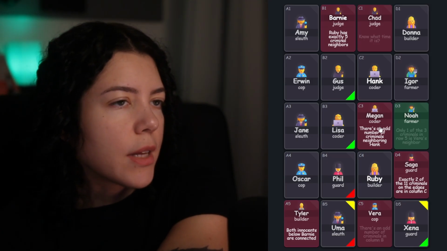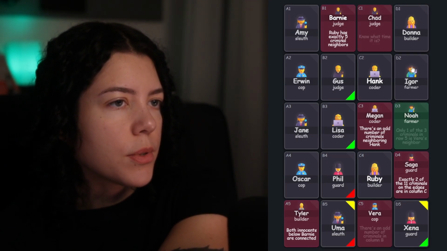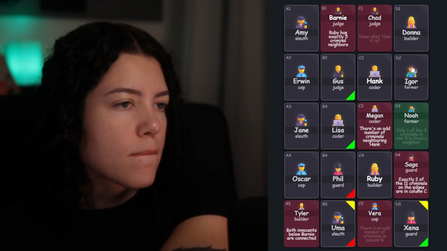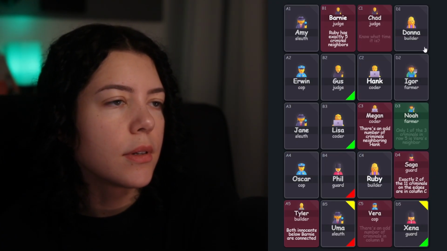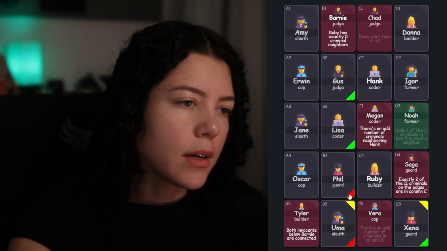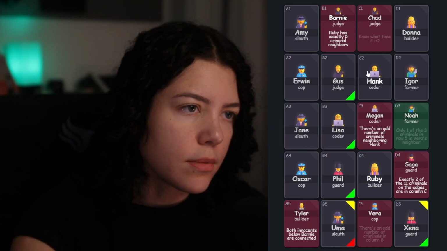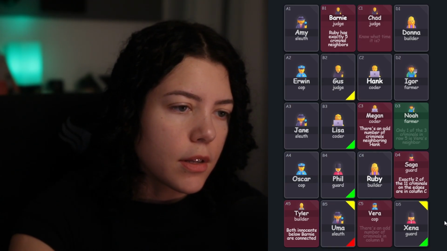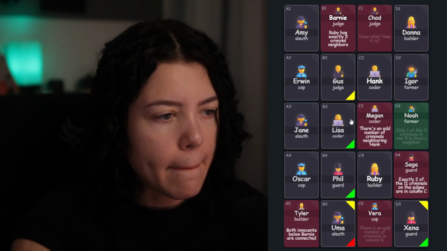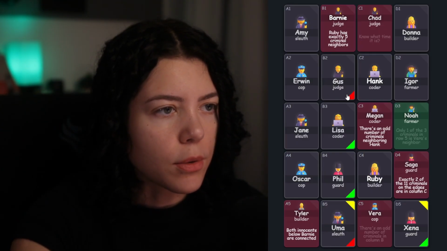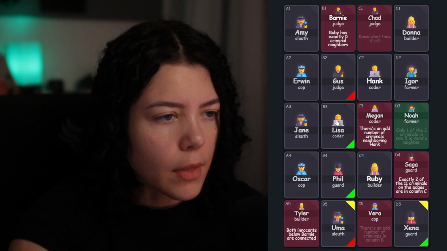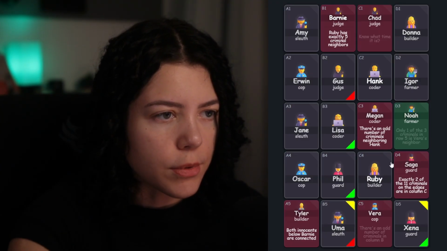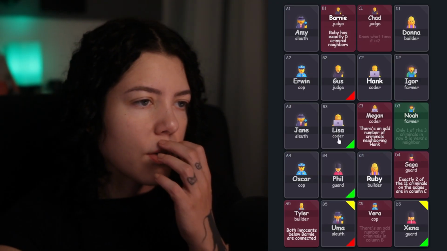Is that trying to tell us that these 2 are always criminals? Because we can't have Lisa and Phil as innocents here. This just doesn't work. Oops, Gus would then be a criminal. This never works because in this situation now, Ruby doesn't have 5 criminal neighbors. So it's impossible for this scenario to happen.